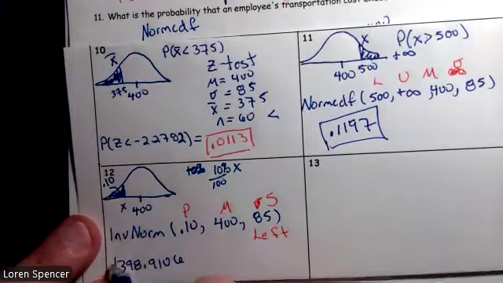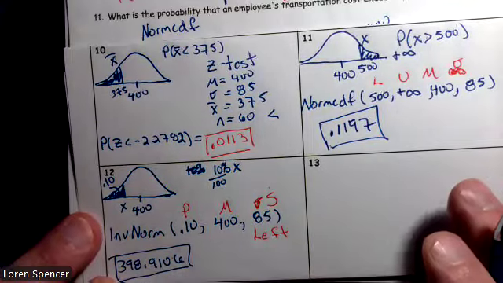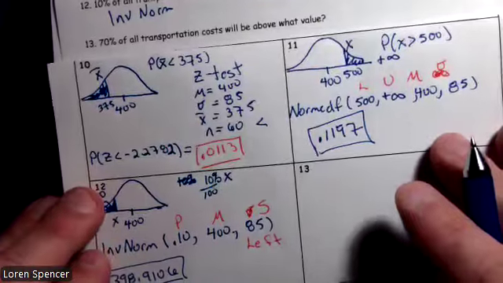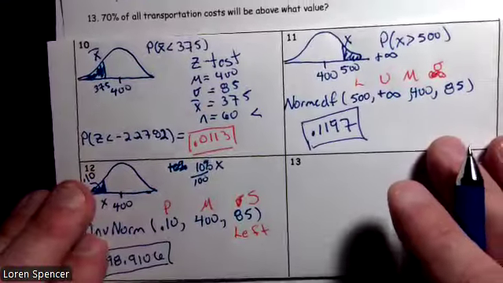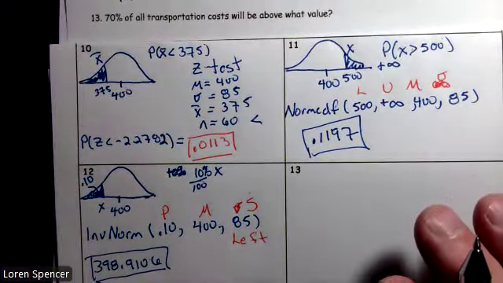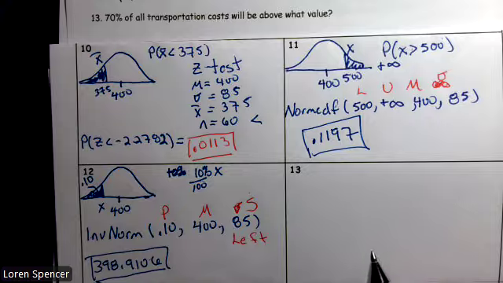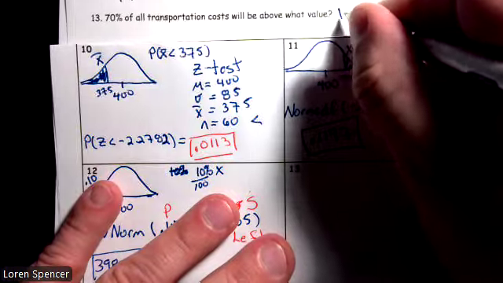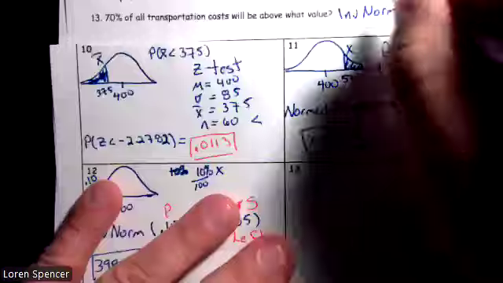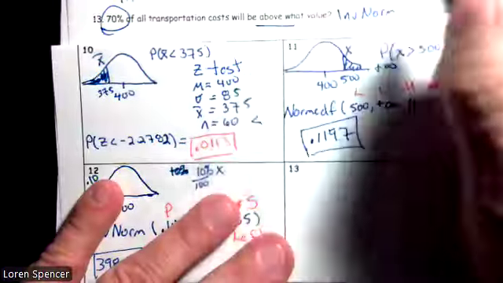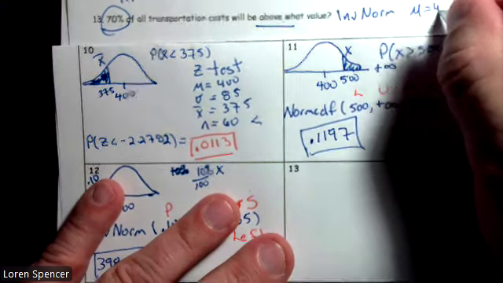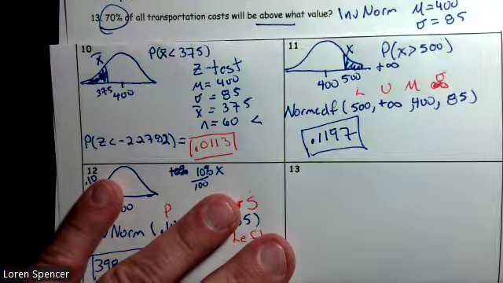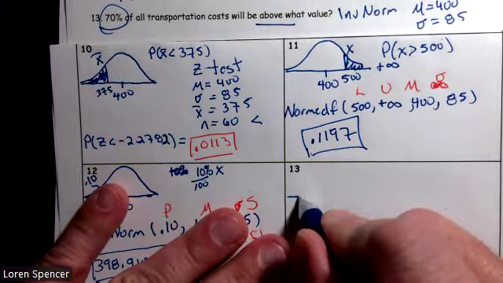is our answer, and we'll box that in. All right, moving up to number 13. Suppose 70% of all transportation costs will be above what value? All right, they gave me a percentage, so that means it's inverse norm. They tell me it's above. We already know that the mean is 400 and the standard deviation is 85. So let's go ahead and draw our picture.